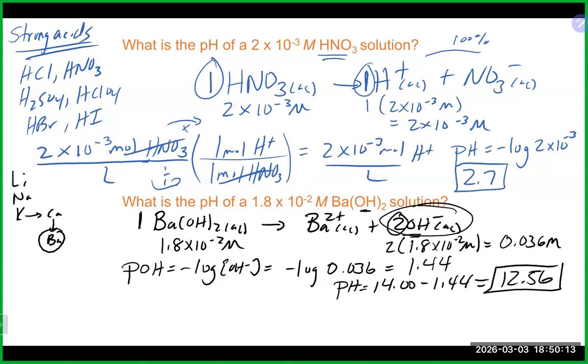So again, if you're given a strong acid or strong base formula, you basically just need to get the H plus or OH minus, and then plug into the appropriate equations to calculate the pH. Any questions? All right, good stopping place actually, so we'll leave it there.